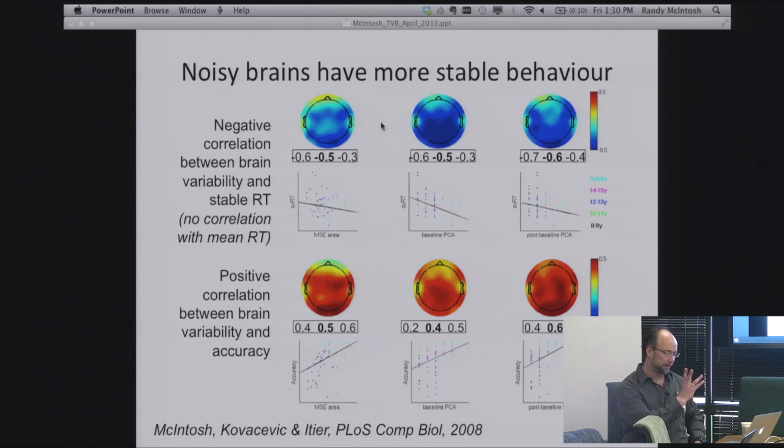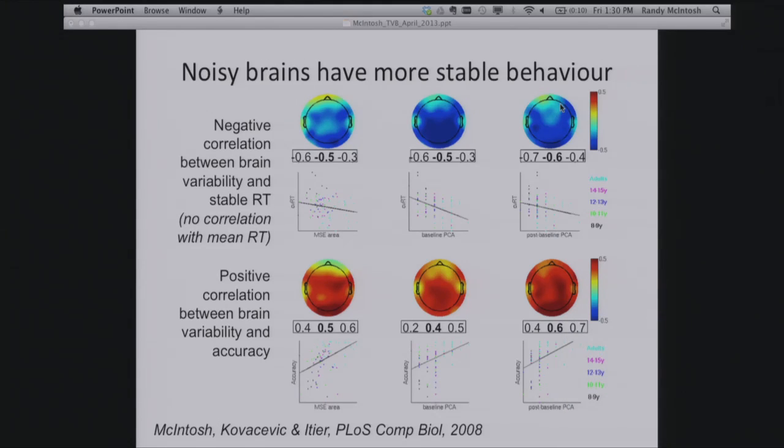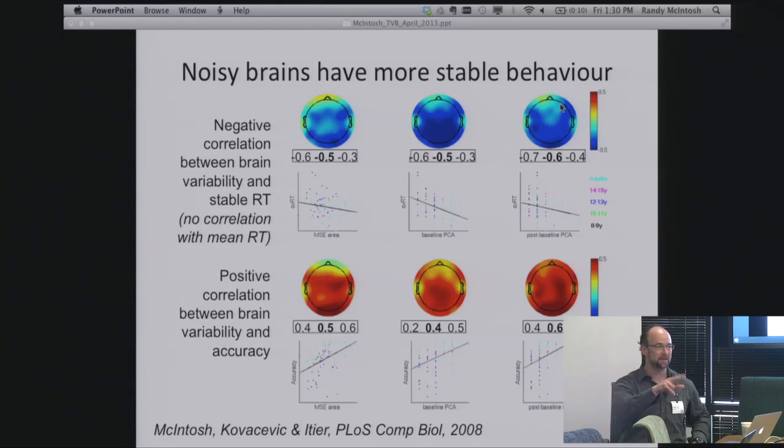I won't go into detail. You can look at this afterwards, obviously. The top slide just shows you a negative correlation between noise and the stability of your response, stability of reaction time as you're pressing a button in a very simple memory task.